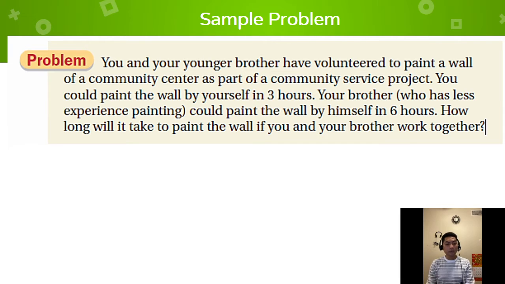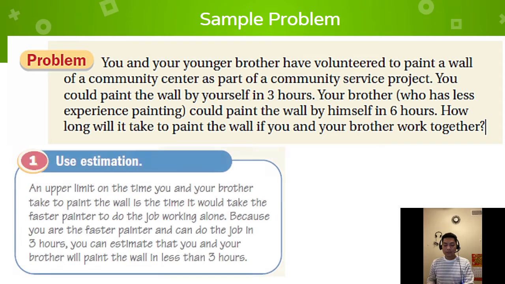Now, you could paint the wall by yourself in 3 hours. Your brother, who has less experience in painting, could paint the wall by himself in 6 hours. Now, how long will it take to paint the wall if you and your brother work together? So that's kind of a problem which we can just solve mentally. We can do some estimations, right? So that's the first thing.